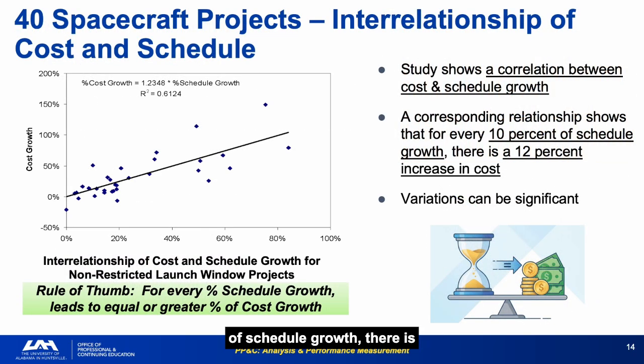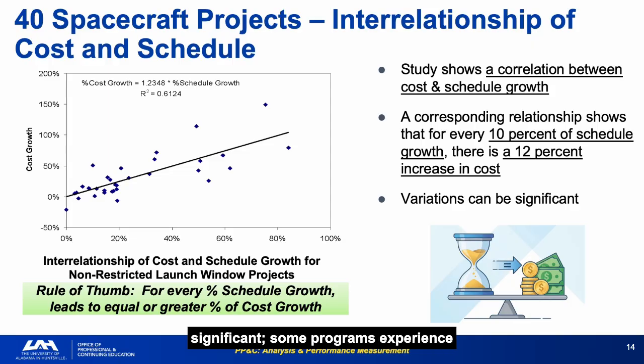For every 10% of schedule growth, there is approximately 12% cost growth. The rule of thumb: every percentage of schedule growth leads to equal or greater cost growth. This is empirical data from 40 real programs. It is not a theory about how cost and schedule relate. It is a measured relationship from actual mission history.